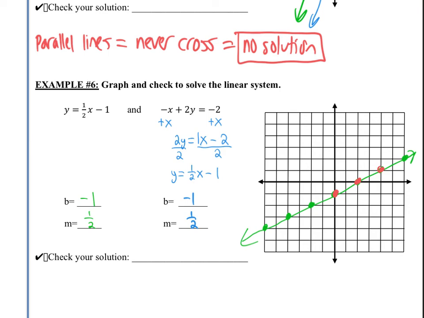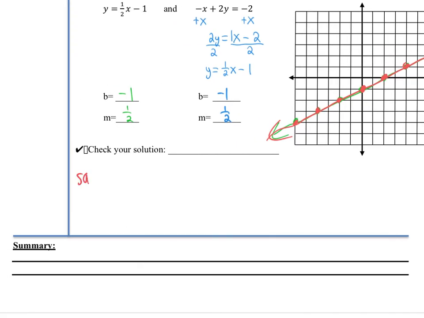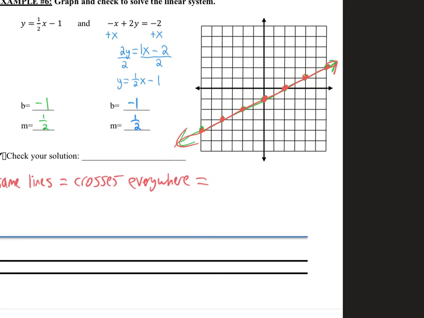I'm going to do this in red here. How many times do they cross if it's the same line on top of itself? They actually cross infinite times. They cross everywhere. So what your solution is going to be, it's basically the same line, which equals it crosses everywhere, which means how many solutions if it crosses everywhere? It's infinite solutions.